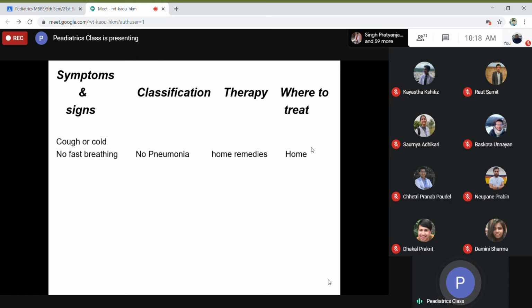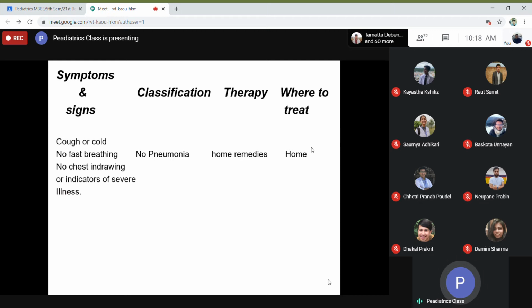The child is having cough and cold, but there is no fast breathing, no chest indrawing, or indicators of severe illness. There is only cough and cold, but the child is not having any tachypnea or dyspnea. There is no chest indrawing and no severe illness, like a very high grade fever; the child is not looking toxic. It is classified as no pneumonia, mostly upper respiratory tract infection.